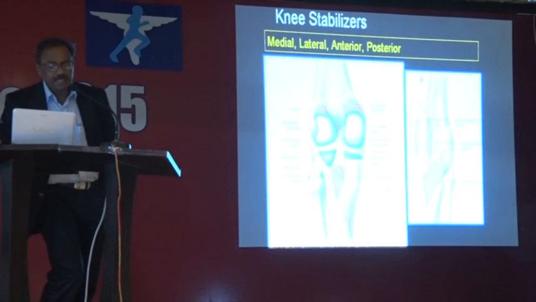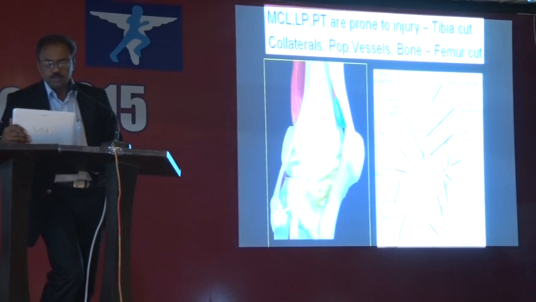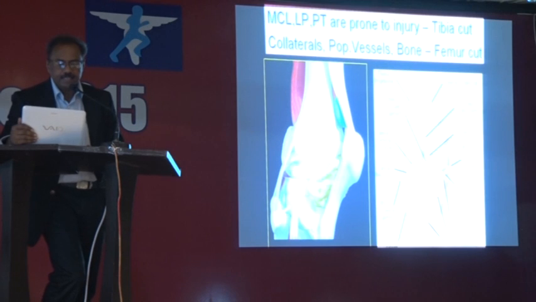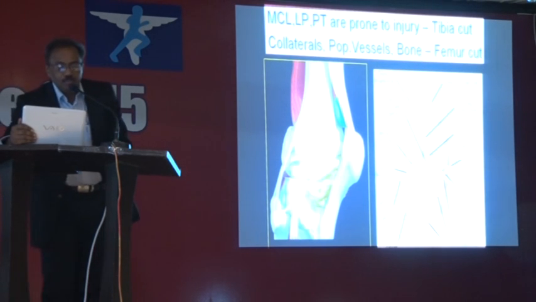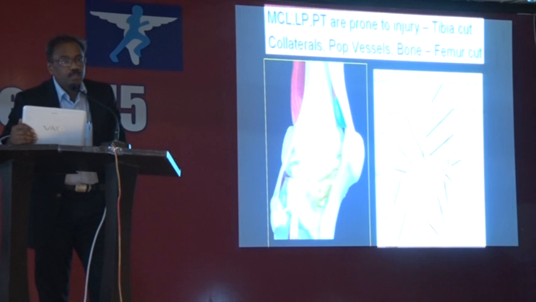These are the knee stabilizers, all medial, lateral, anterior, posterior. I think everybody knows this anatomy. So the important thing is that the medial collateral ligament, ligamentum patellae and popliteus tendon are the most commonly prone to injury. When you are taking the cut, take care of these things. You should keep this in mind, especially when you are taking the tibial cut.